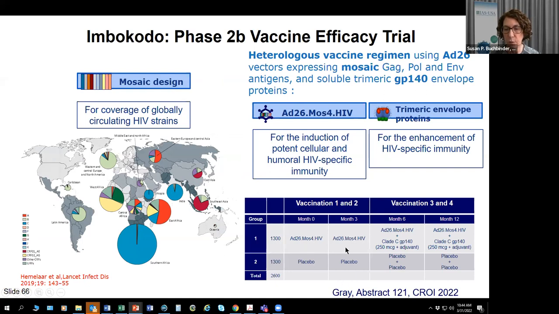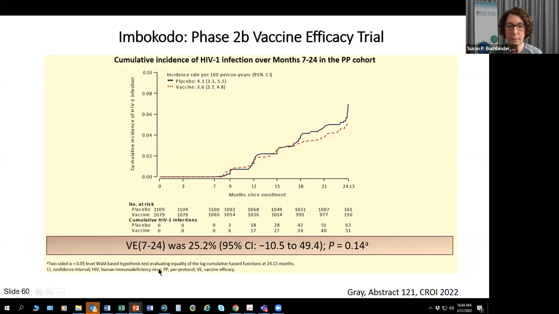You can see the vaccine was administered at four time points: month zero, month three, month six, and month 12. Unfortunately, the vaccine efficacy overall was only 25%, and that was not statistically significant. In the placebo arm, the infection rate was over 4% per year, and in the vaccine arm, 3.6% per year. So very high infection rates, again, in young women aged 18 to 35, showing that we desperately need strong prevention strategies for that population of women. This study took place in five sub-Saharan African countries.